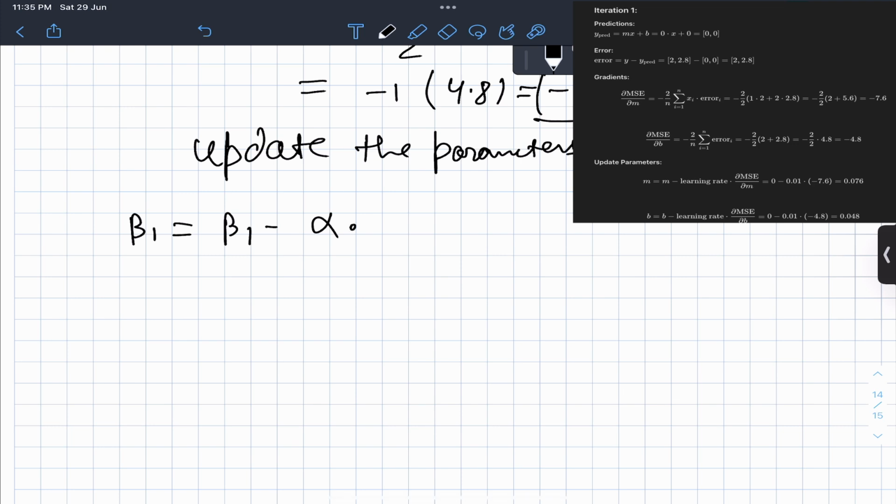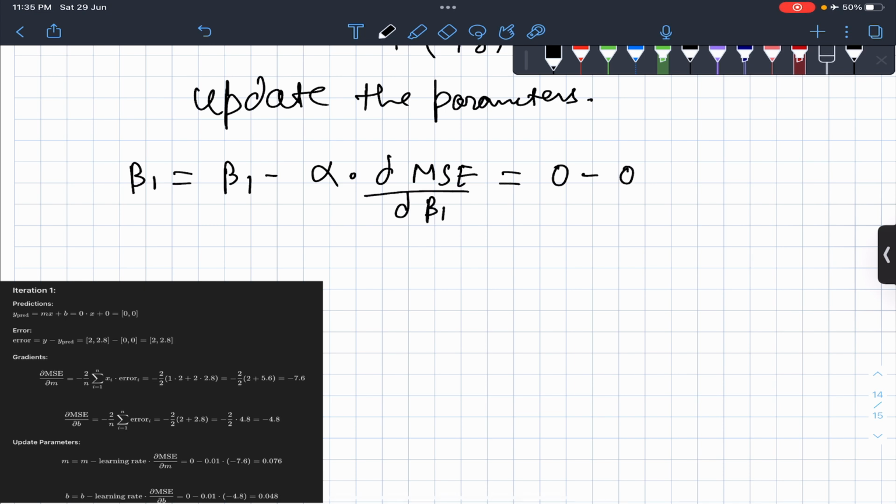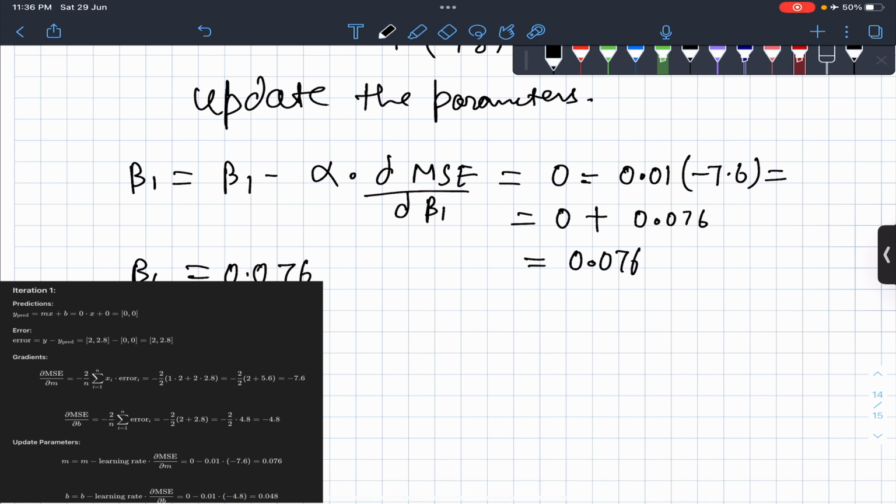Okay, we have initialized our alpha into the derivative of MSE with respect to beta 1, which is nothing but 0 minus 0.01 into minus 7.6. Now what will it be? It will be 0, then minus and minus, minus into minus will be plus. Now it will be 0.076, and finally it will be 0.076. This is our new beta 1.